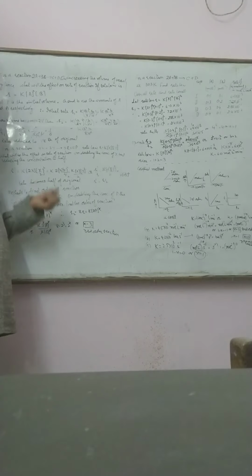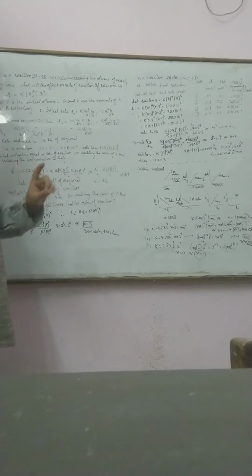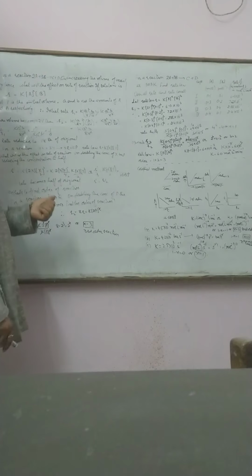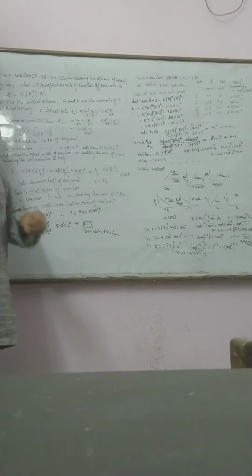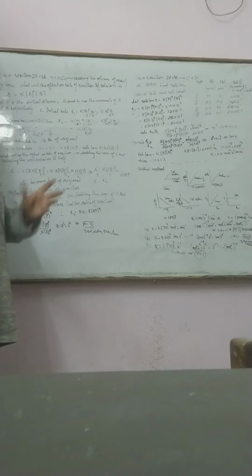Now I am going to conclude this chapter. Various methods to find out the order of reaction, and first is the initial rate method. For example, for reaction P changes to products, on doubling the concentration of P, the rate becomes 8 times. R1 is equal to K into P raised to x. x is the order of reaction, which we have to find out.